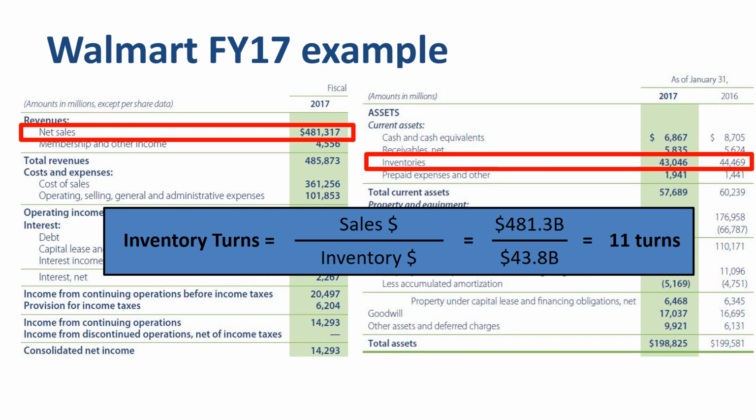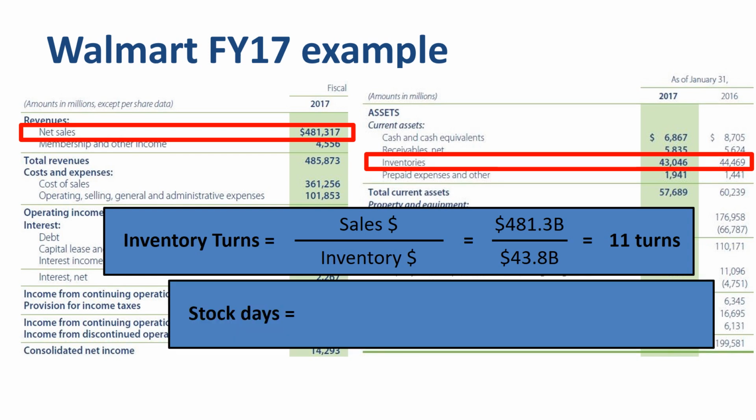For some people, inventory turnover is a bit abstract and stock days is a more tangible metric. Stock days or inventory days are calculated by taking the 365 days in a year and dividing them by the number of inventory turns. In this example of Walmart, the stock days are 33.